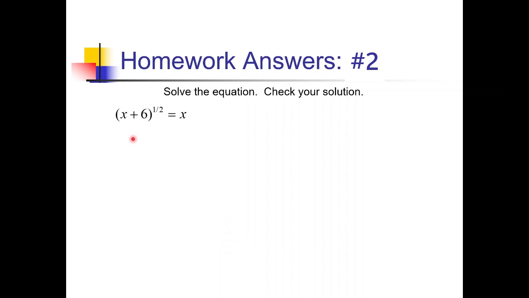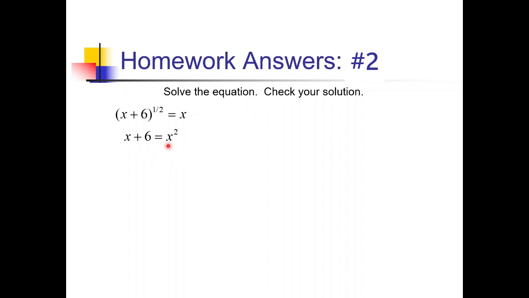On this one we have x plus 6 to the 1/2 power equals x. Since I've already got this exponential piece isolated, I'm just going to raise both sides to the reciprocal power to get rid of that fractional exponent. So if 1/2 is the original, that means that 2 over 1 is the power I want to raise both sides to. So basically I'm going to square both sides. So that gives me x plus 6 on the left side and x squared on the right side.